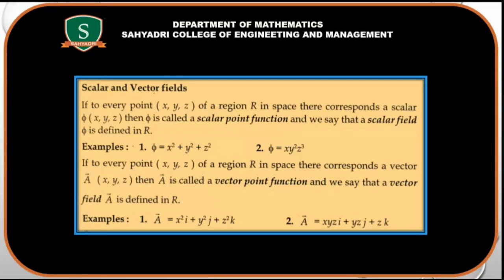So let us see the definition of a scalar and a vector field. If you take any point in a space, we represent the space as x comma y comma z of a region R in a space. There corresponds a scalar function. Here phi is nothing but a scalar function, like phi is equal to xyz, or you can write phi as x square plus y square plus z square, without any direction or unit vector. If your function has no direction, then it is called a scalar point function. Then we say that the scalar field phi is defined in R, where R is nothing but real space.